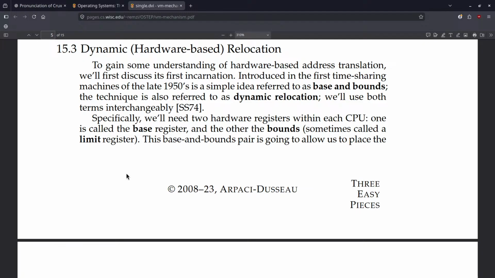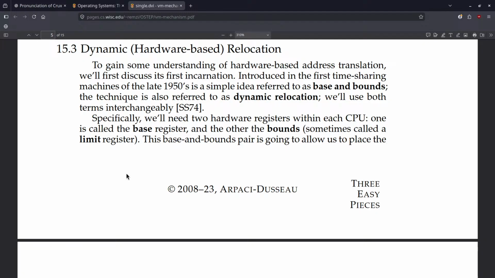To gain some understanding of hardware-based address translation, we'll first discuss its first incarnation. Introduced in the first time-sharing machines of the late 1950s is a simple idea referred to as base and bounds. The technique is also referred to as dynamic relocation. We'll use both terms interchangeably.